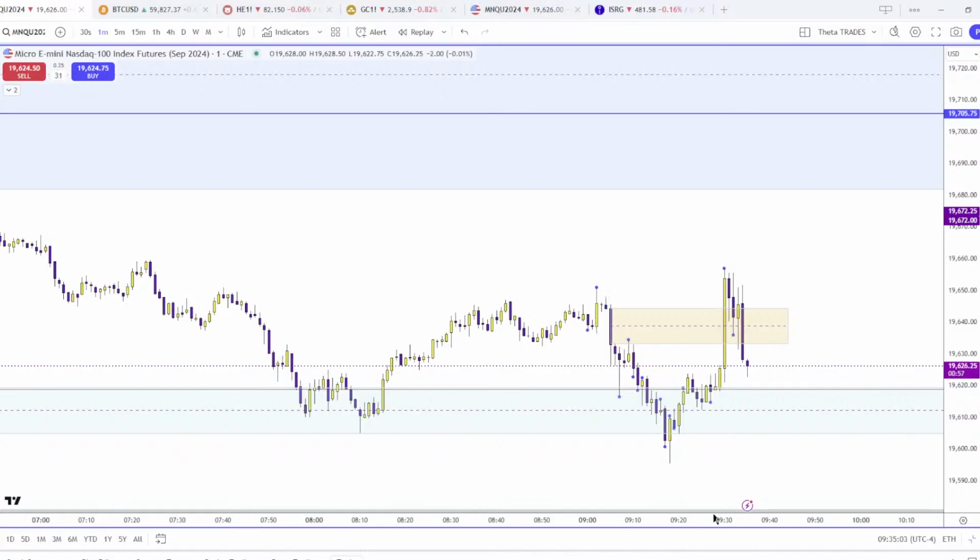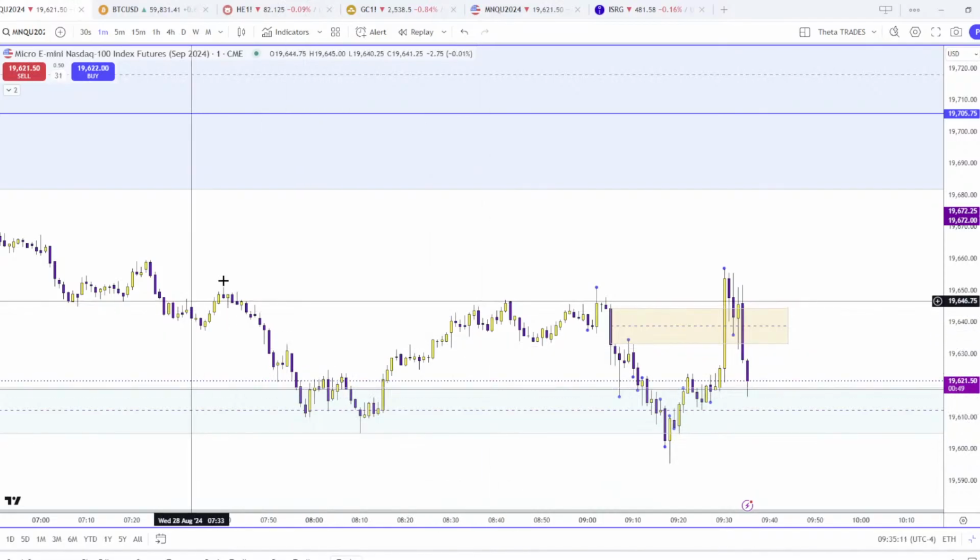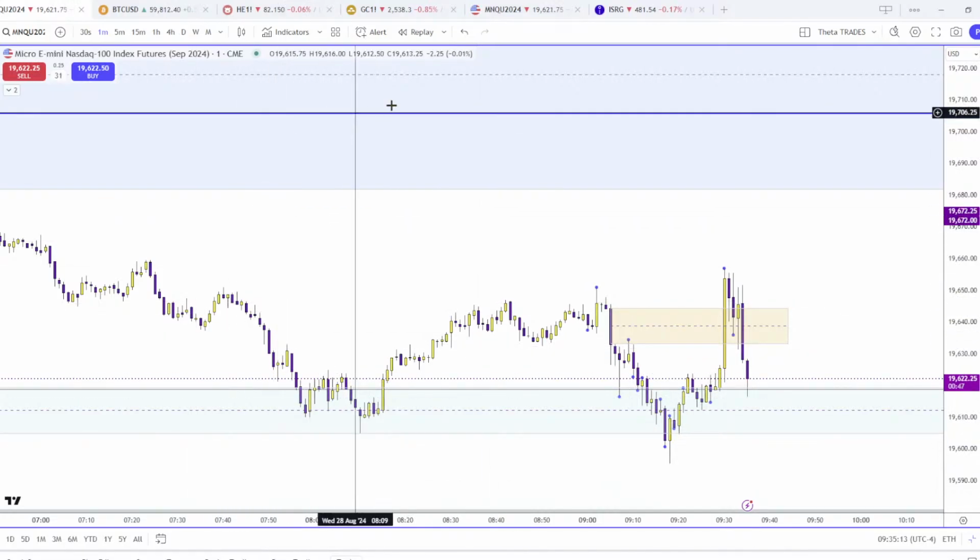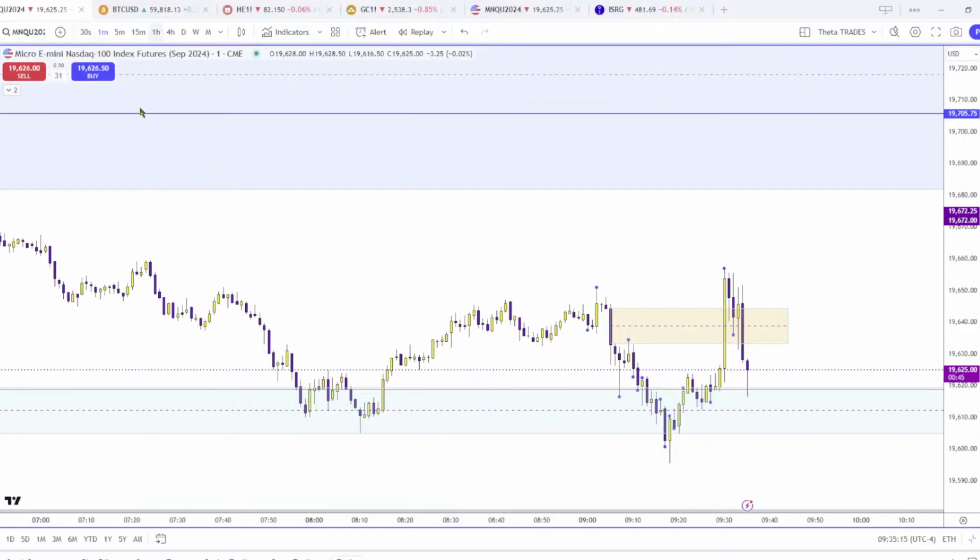It did come back into the 4 hour for August, but it'd be interesting to see what it does here. I don't have a bias. Do you, D? I don't think I do have a bias. We talked about it this morning. There's so many potential places that it could run to. You got lots of equal highs and lows.